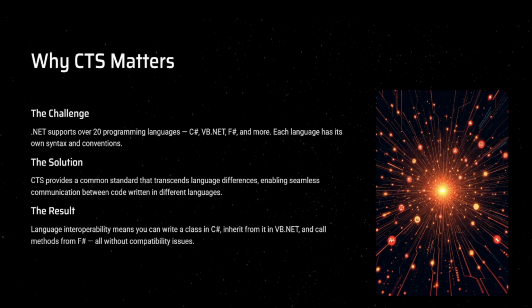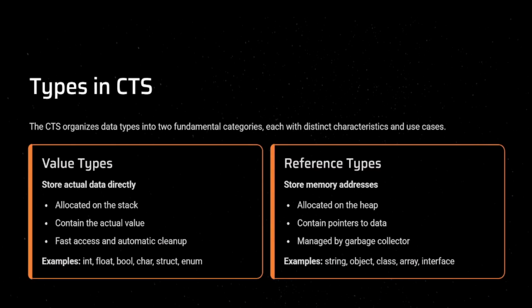Now, let's go a little deeper. CTS organizes all data into just two main types. Only two. Value types and reference types. Now let's talk about value types. These value types are simple and very fast. They are stored in the stack segment. Integer, boolean, structure, these all come under value types.